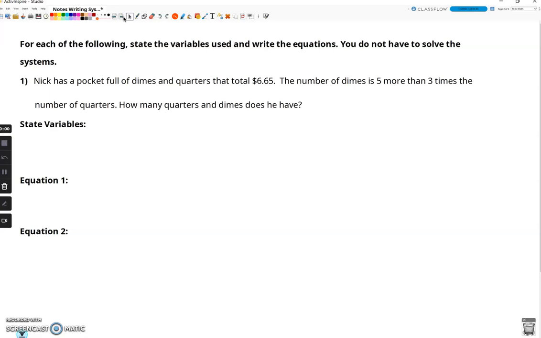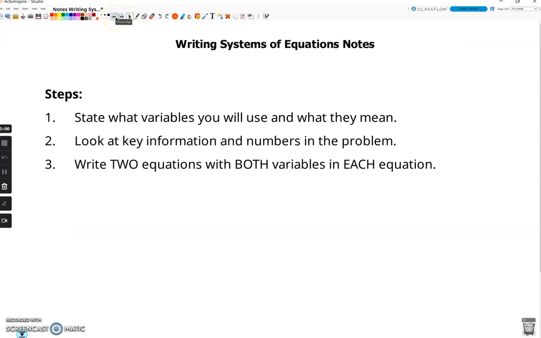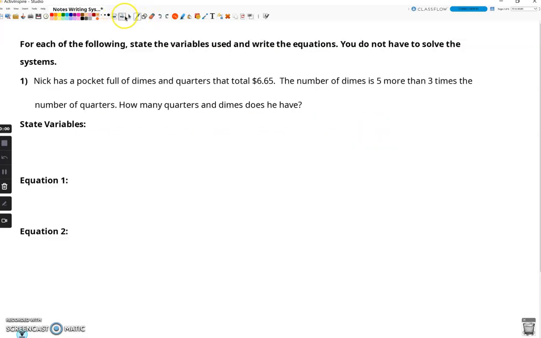Okay, so step 1, again, going back to our steps: state what variables you will use and what they mean. So here, I like the little x and y because that's what we typically use. And since our problem is working with dimes and quarters, we're going to say x equals the number of quarters, and then y equals the number of dimes.